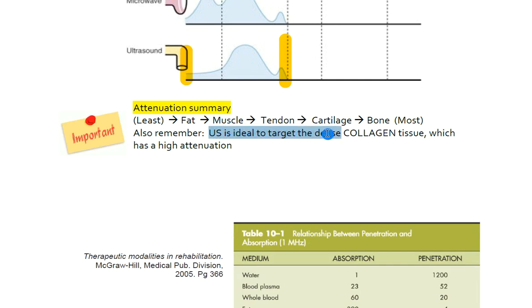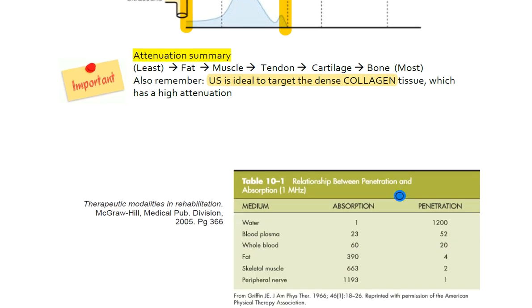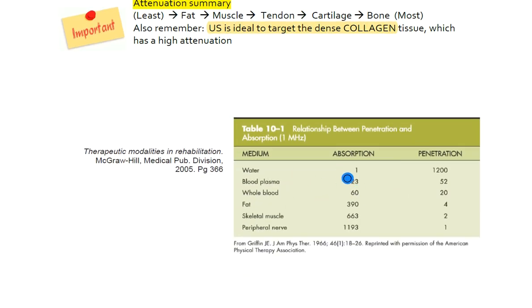Ultrasound is really good to target collagen tissue, which we mentioned before is peaked in that proliferative phase. And then you can see some absorption and penetration levels here. You can see with sound, and this is for 1 megahertz ultrasound, sound waves traveling through water are going to penetrate really well, sonar and ultrasound. For this reason, you're using ultrasound with a coupling medium.